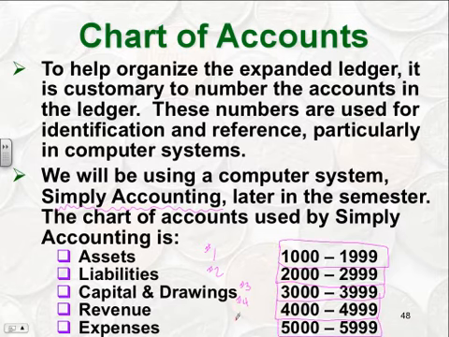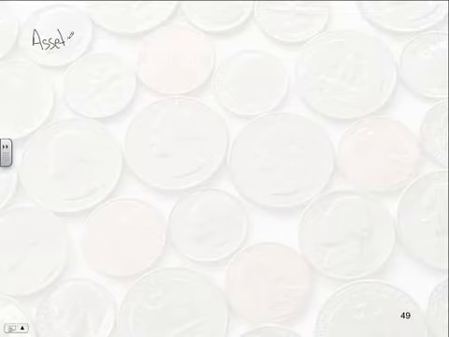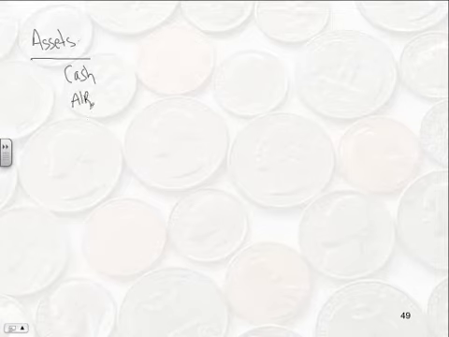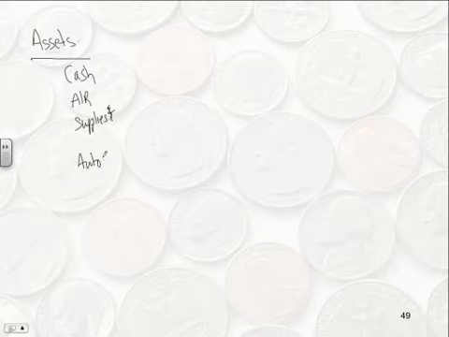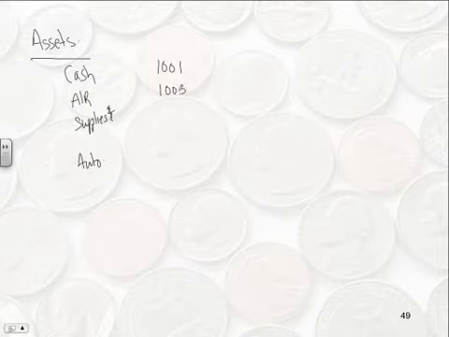Okay, you're going to be asked to set up a chart of accounts at some point. And what I recommend is, when you're doing this, you're going to list your assets. For example, we have cash, accounts receivable, supplies, auto, and as you remember, cash starts with the number 1. So I would go ahead and number this 1,001, 1,005, 1,010, 1,020. Why am I leaving numbers here?